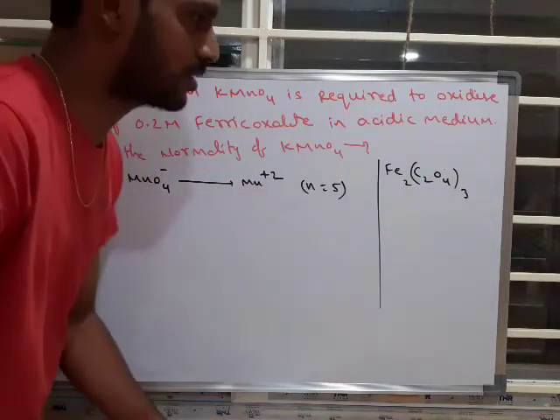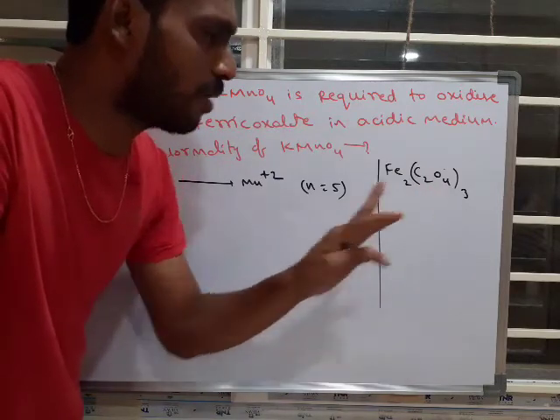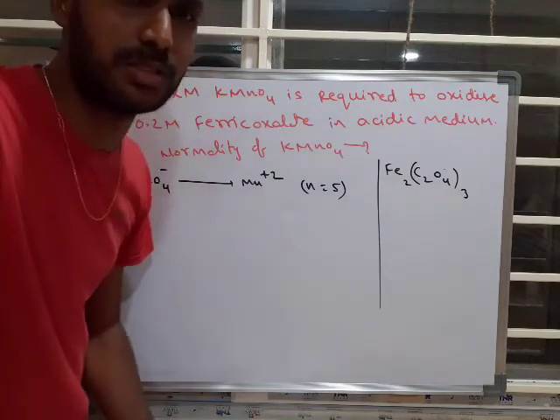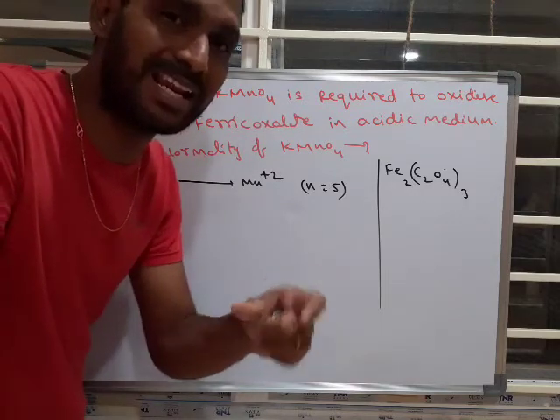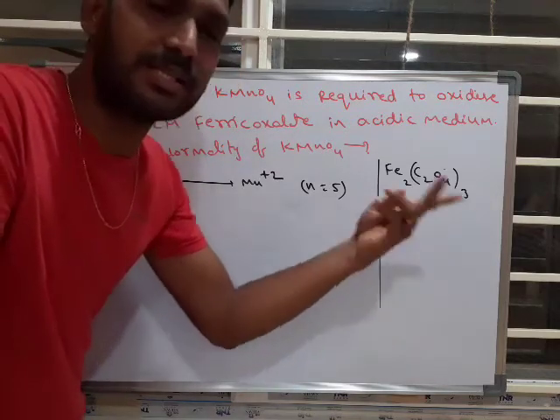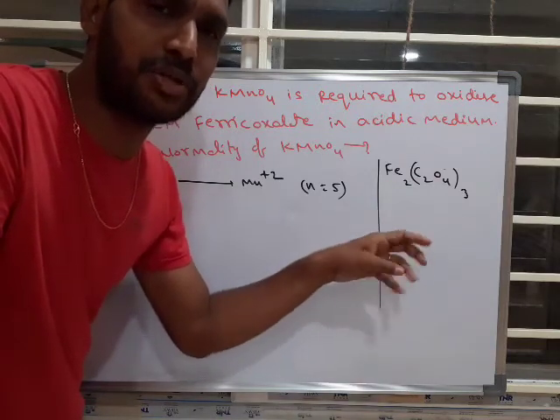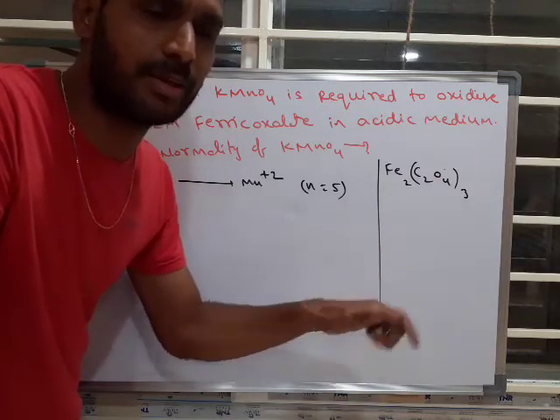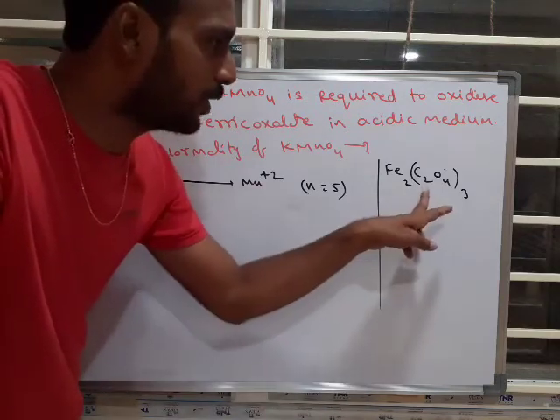So the part that gets oxidized is only C2O4 minus 2, the oxalate; only it undergoes oxidation. In the last problem it was ferrous, so ferrous has a chance to oxidize into ferric. Here it is already in the ferric state, so it has no chance to oxidize. So the part that oxidizes here is only C2O4.